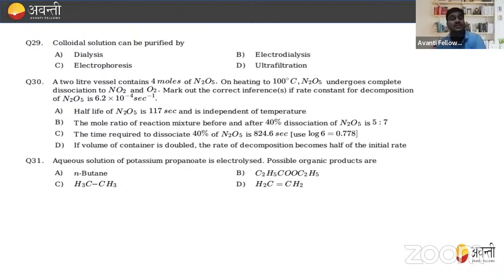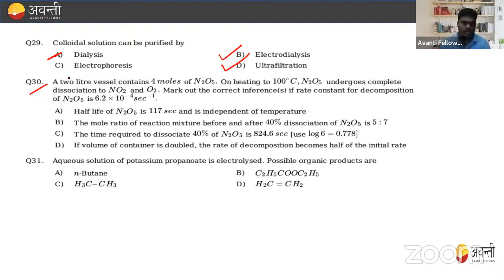Okay, so the colloidal solution can be purified. By which way can you purify the colloidal solution? The answers are dialysis, electrodialysis, and ultrafiltration. So these are the three methods, options A, B, and D. We can purify colloidal solution by dialysis, electrodialysis, or ultrafiltration, right? So this is a simple question, more than one option type.